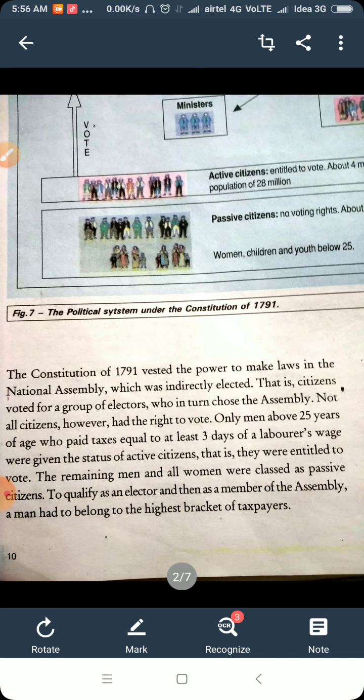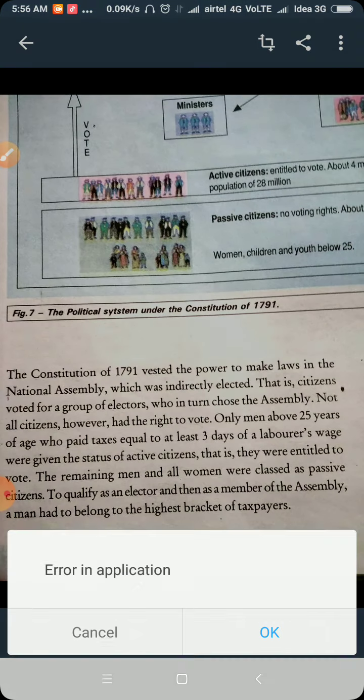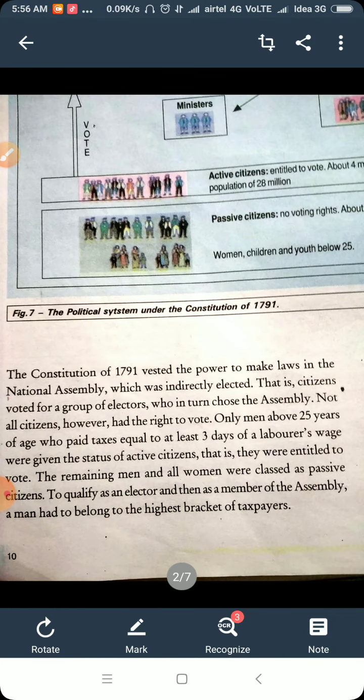Like here, if we see, the constitution of 1791 vested, that means adopted, the powers to make laws in the National Assembly, which was indirectly elected. The citizens voted for a group of electors, who in turn chose the assembly. Not all the citizens, however, had the right to vote; only men above 25 years. So this particular law had been made for 25-year-old persons.